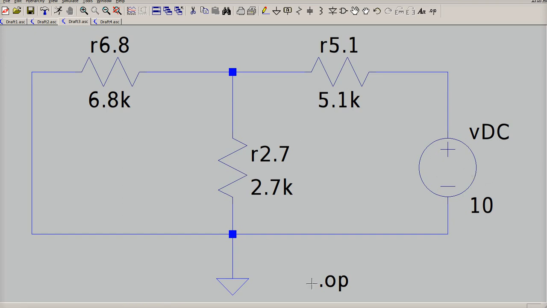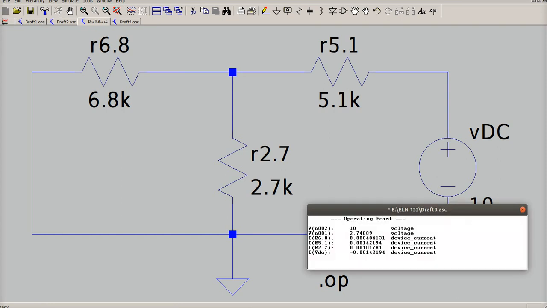To do my analysis, I do my .op because I'm DC, and that's what we are used to doing. And then when I run it, I get my voltage values. Now, I did not label my nodes in either of these circuits, but I know that my 10 volt node is across my battery, and my 2.74 volt node is from here to ground. And it also tells me what my DC currents are.